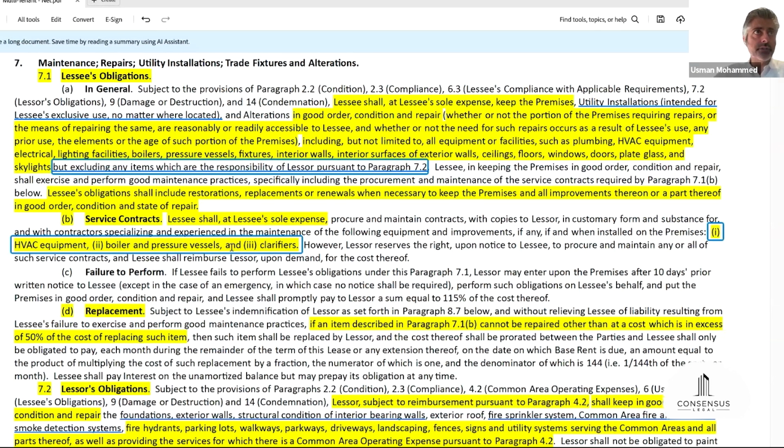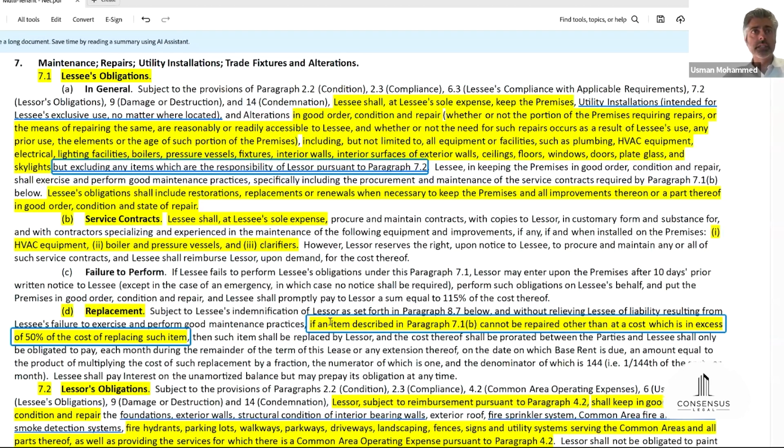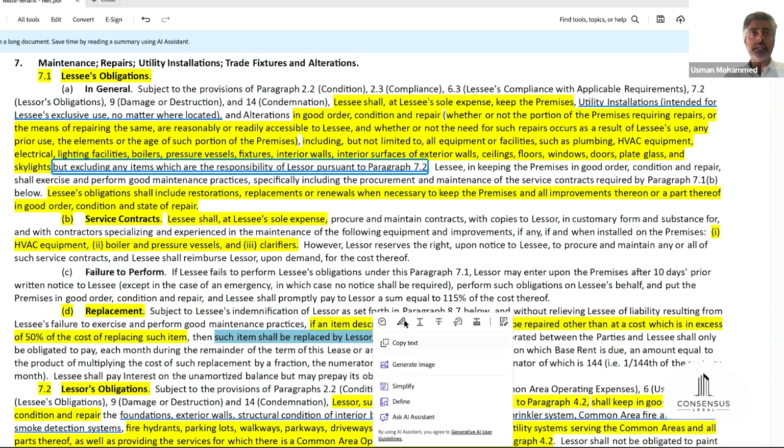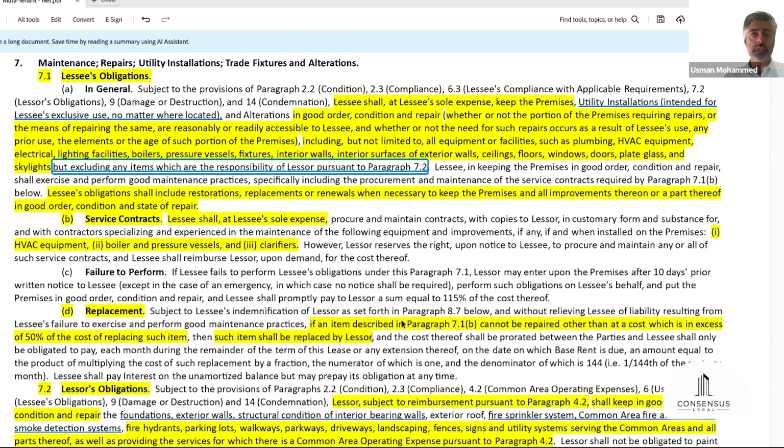It includes boiler and pressure vessels and clarifiers to the extent the premises has any. But the key one, of course, that comes up a lot in commercial leasing is HVAC equipment. So if one of these items, like HVAC equipment, cannot be repaired at a cost which is in excess of 50% of replacing, then how do the parties deal with this scenario? Well, number one, such item is replaced by lessor. So lessor takes the lead in replacing the item.